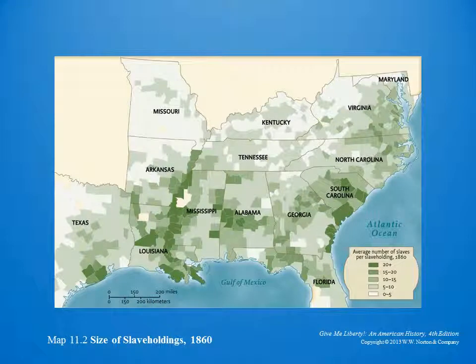You can see in this map the size of slaveholding in 1860. The largest plantations were concentrated in coastal South Carolina and along the Mississippi River. Those are the darkest areas, and most owned 5 or fewer slaves.